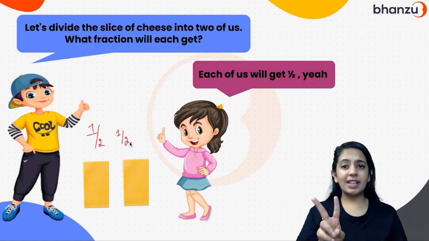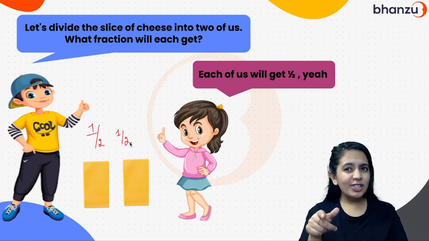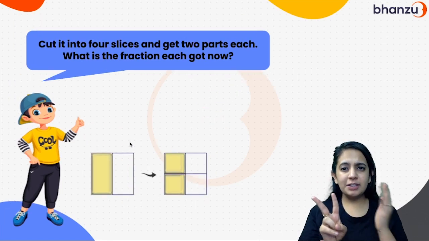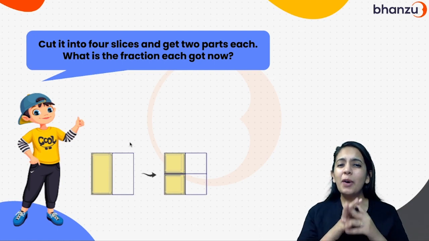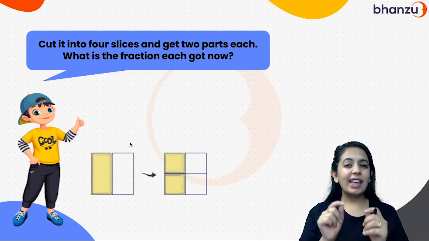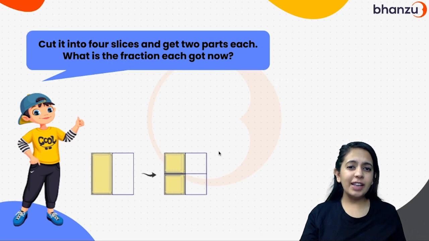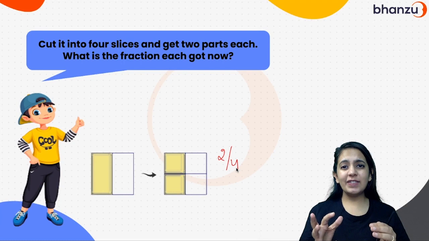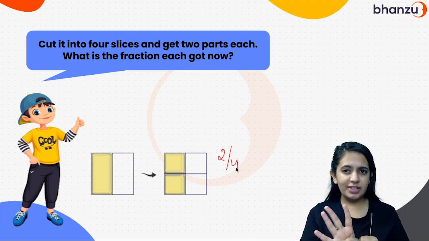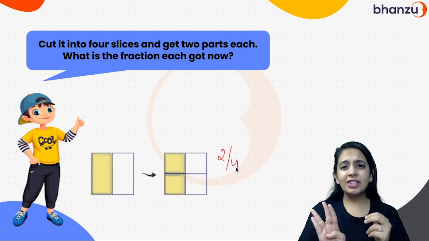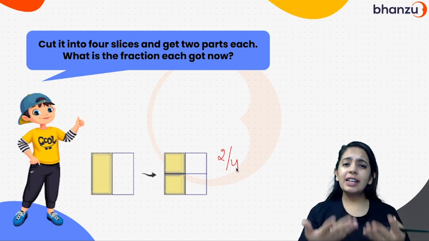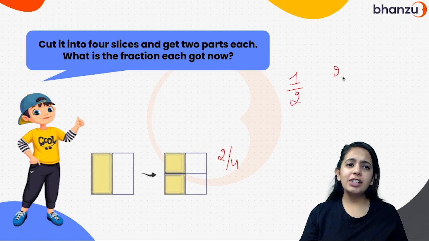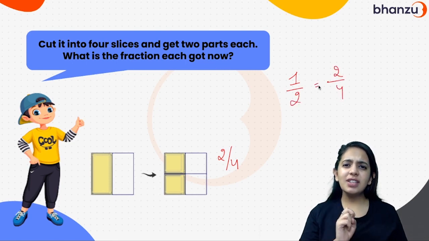Now, instead of 2 slices, imagine cutting the cheese slice into 4 equal parts. Each one will get 2 parts because of equal division. What is the fraction each one of them will get now? They are going to get 2 out of 4 each, yes? Because now the cheese slice has been cut into 4 equal portions and both are getting 2 each. But it seems like they are still eating the same portion. So does that mean 1/2 and 2/4, these two fractions, are the same?